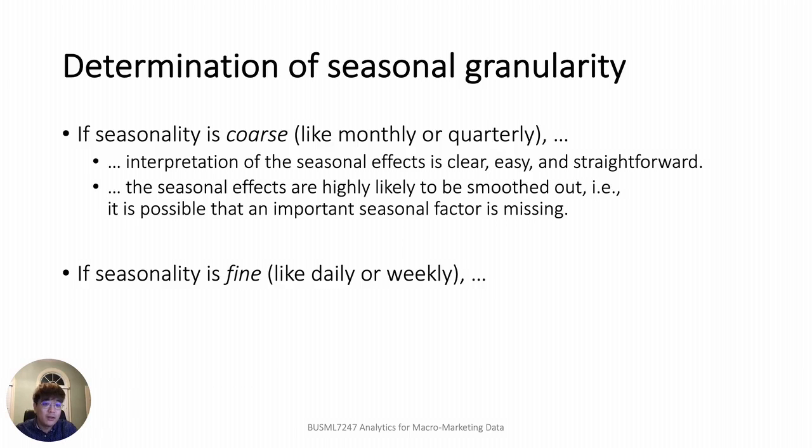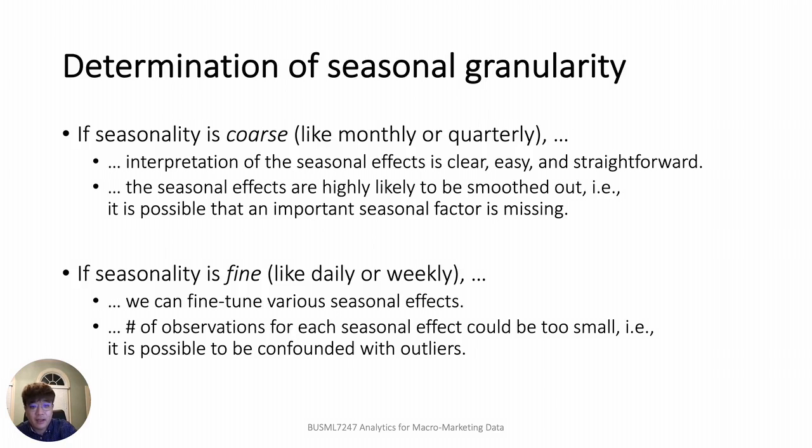On the other hand, if seasonality is fine in the analysis, like daily or weekly dummies, we can fine-tune various seasonal effects. The Black Friday week is separated out from the other weeks, and we can exactly control for the Black Friday changes. But the fine-tuned seasonality also faces a problem. For each seasonal effect, like the week 1 effect and week 2 effect, and so on, the number of observations could be too small, implying that there is a possibility of being confounded with outliers.